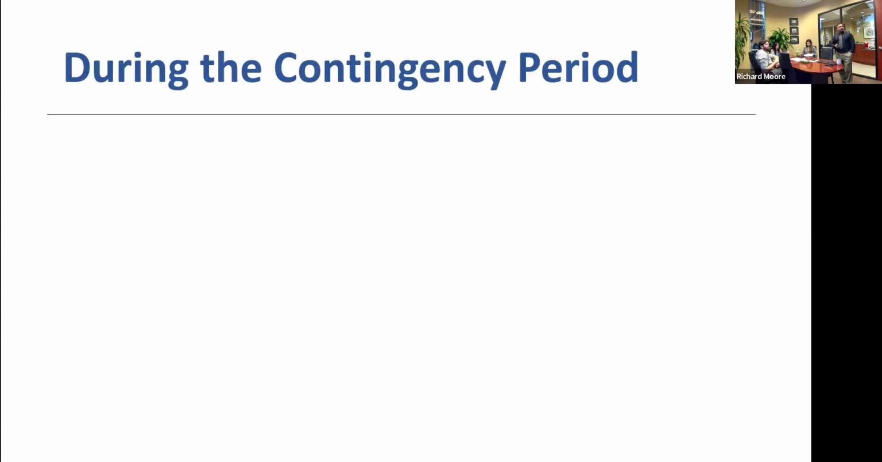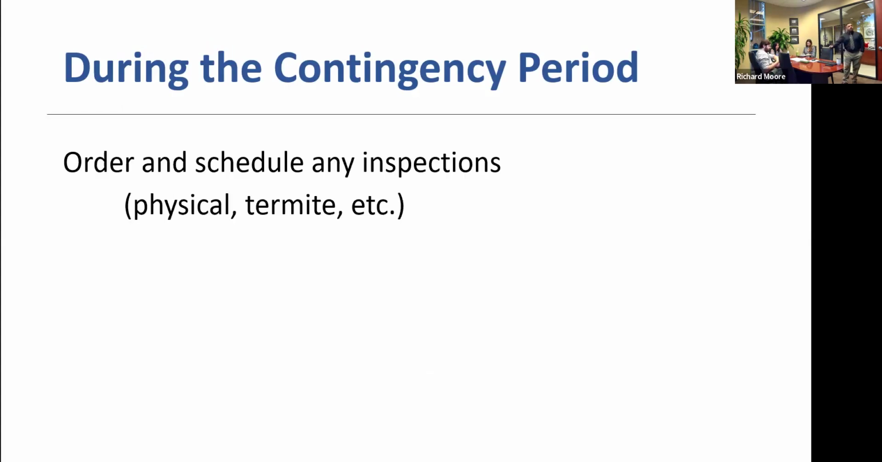So during the contingency period, order and schedule any inspections, physical inspection. If the seller didn't agree to pay for termite and the buyer has to pay for termite, then you order the termite inspection. But usually the seller pays for that. It's negotiated usually in the purchase contract that the seller pays for that.